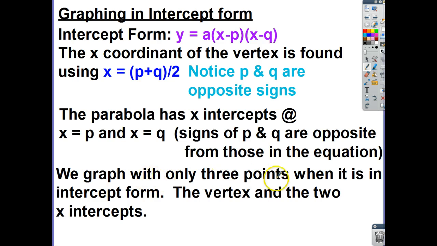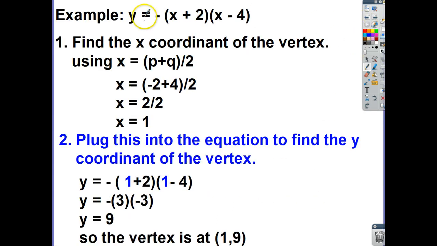All right, we graph with only 3 points this time, so actually this is a little less work when it's in intercept form. The vertex and the 2 intercepts is what we use. Okay, let's take a look at one. So remember that the number in front here is going to be 1. It's not necessarily written in, but y equals negative, and then parentheses x plus 2, x minus 4.